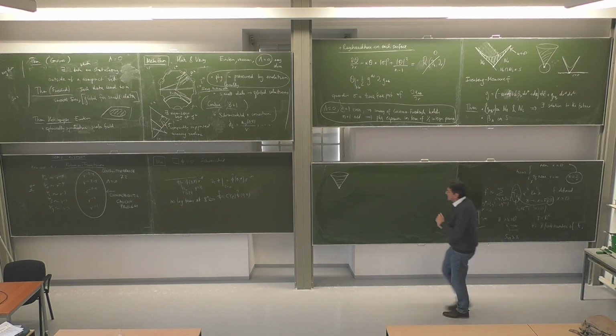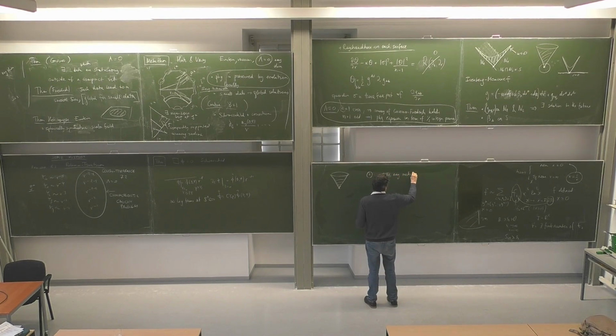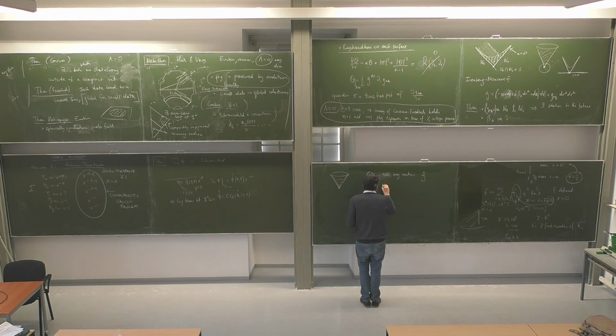And there are two ways of doing this. The first one would be the following. You give yourself any metric, take any metric, g0, say, calculate its light cone, right? So go into normal coordinates.